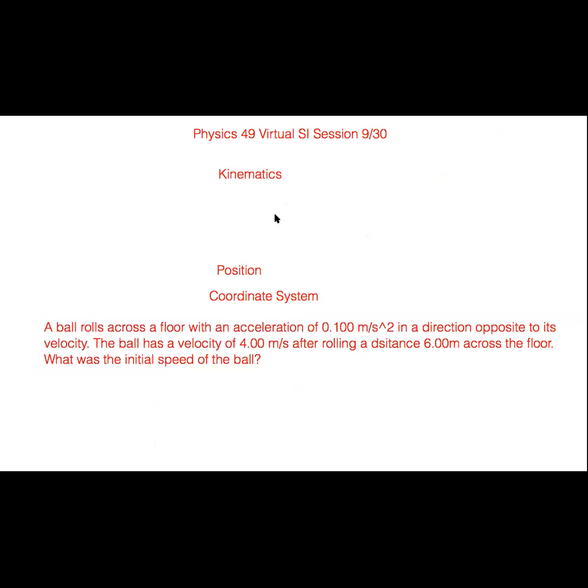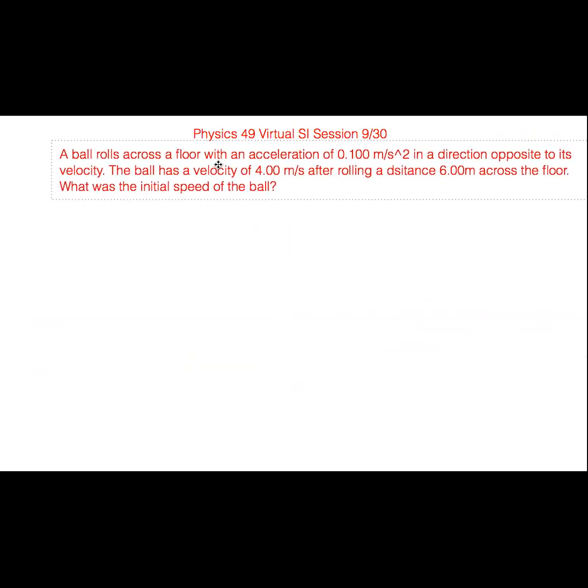If you look here, this is, again, problem number 6 of the worksheet. So let me write that. A ball rolls across the floor with an acceleration of 0.11 meters per second squared in the direction opposite to its velocity. The ball has a velocity of 4.00 meters per second after rolling a distance of 6.00 meters across the floor. What was the initial speed of the ball?